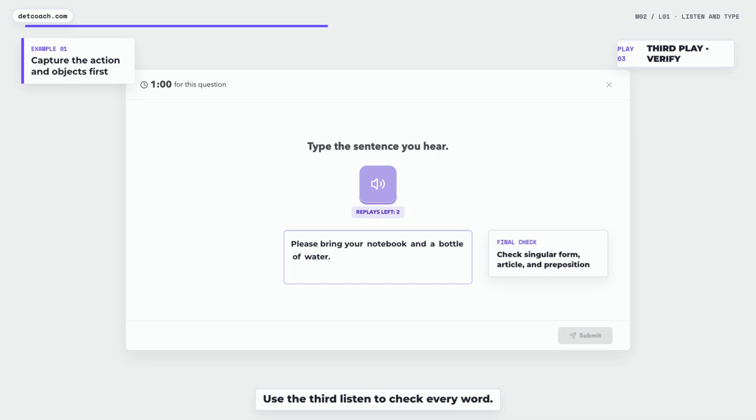Use the third listen to check every word. Confirm that notebook is singular. Make sure bottle has the article a before it. There must also be an of between bottle and water.